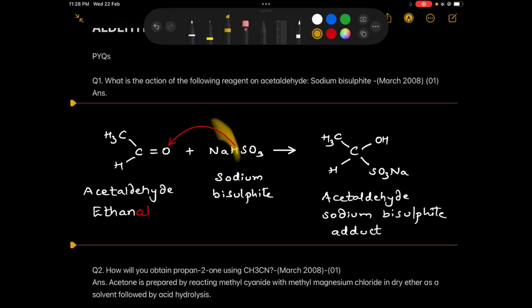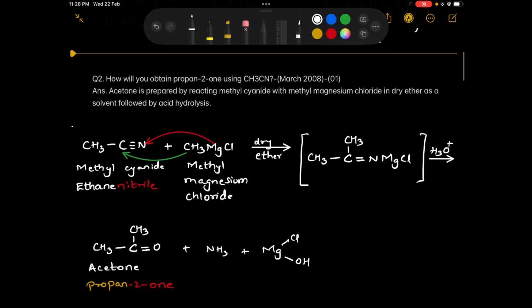Now the hydrogen being electropositive will go and get bonded to oxygen, which is electronegative, and SO3Na will get bonded across the carbon atom, so that we get over here OH and here SO3Na. This compound is an addition product which is called an adduct, and the name is acetaldehyde sodium bisulfite. Let's move on to the next one.